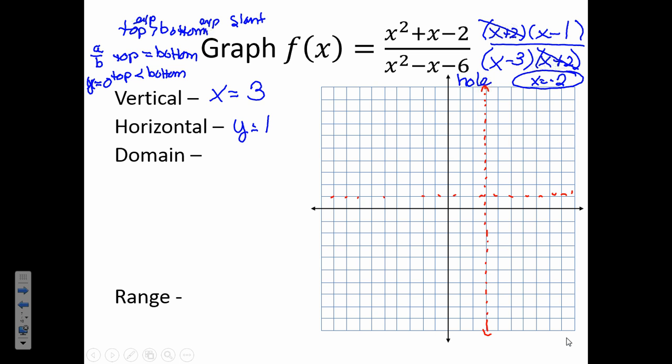Okay. Talk about the domain here. All real numbers except 3. x also can't be equal to our hole, right? -2. Okay. And now let's plot it. Let's do some points.